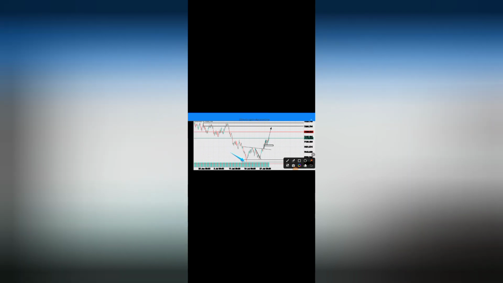So we have some types of order blocks. We have two types of order block. The first order block is the bullish order block. A bullish order block is the last candle before the bullish movement. This is our bullish order block. So our last candle, we have a candle before the bullish movement. So it is the last candle before the bullish movement.